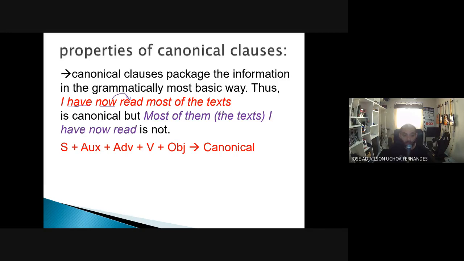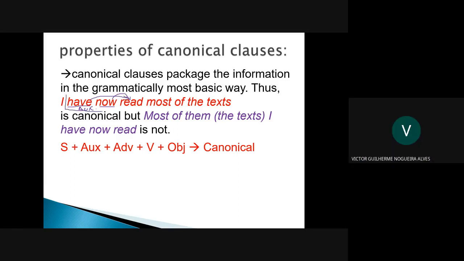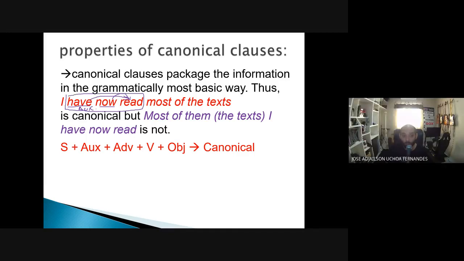Or have. Have is a verb. I can use have as a main verb. I have a car. But in this case here, have is not this have. It's another kind of have used to mark present perfect. So in this case, it's an auxiliary verb. Auxiliary for what? An auxiliary for the verb to read. So it's referring back to read.